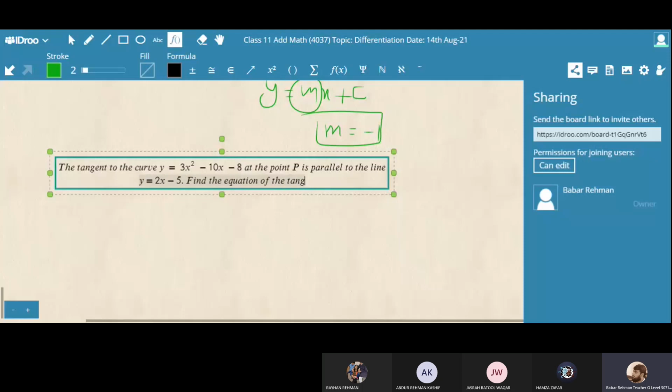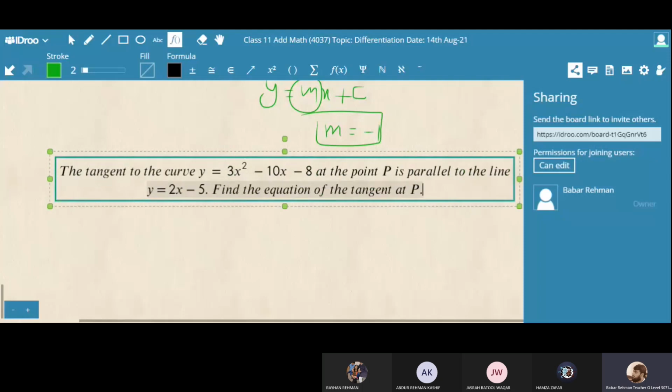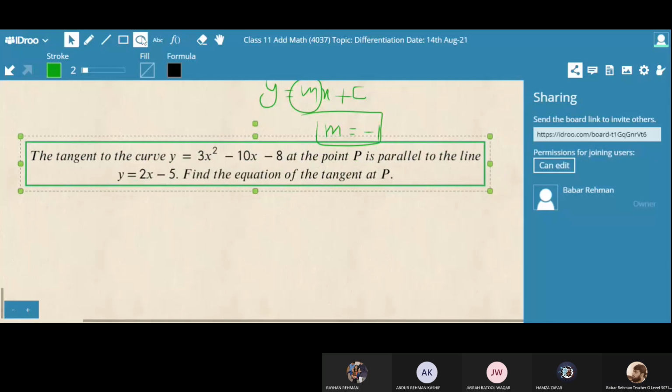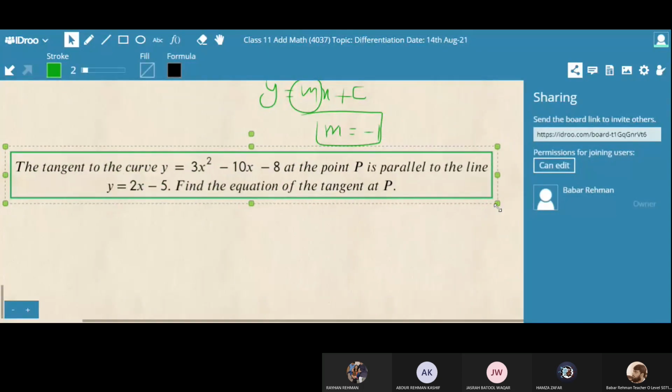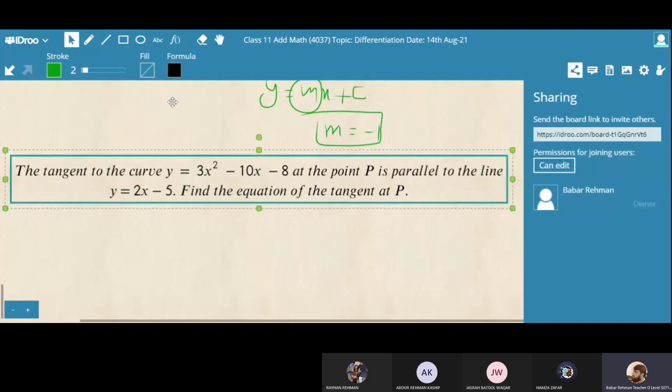Now, student, you have 10 minutes maximum to do this question. As soon as you finish, before 10 minutes or in 5 minutes, kindly inform me that you have done it.